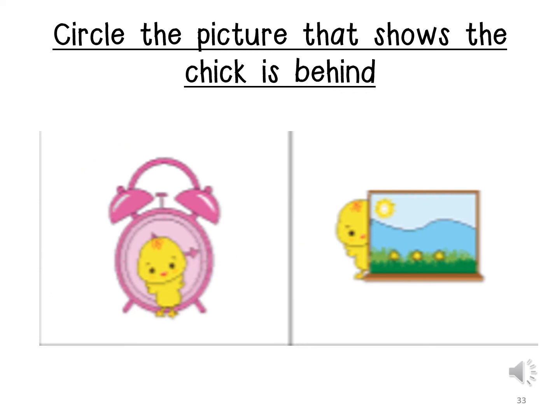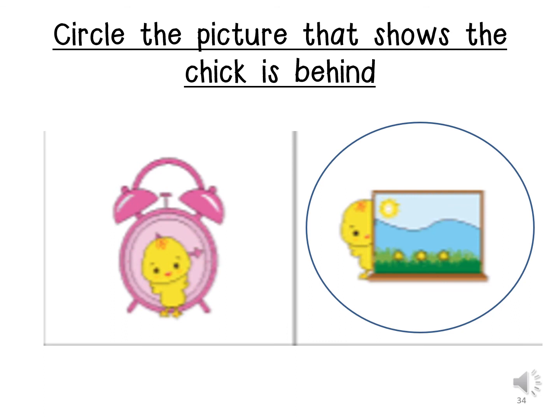Now it says, circle the picture that shows the chick is behind. So here, children, you can see that I have circled the second picture, which shows that the chick is behind.